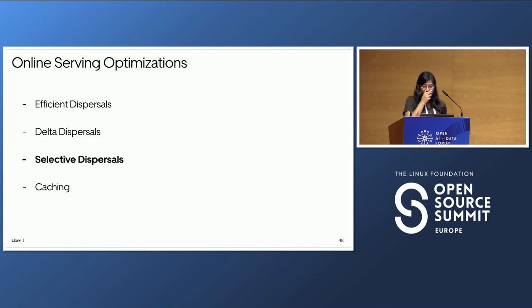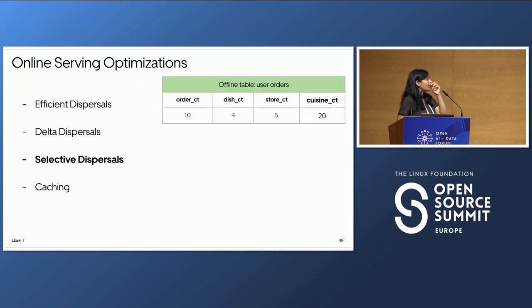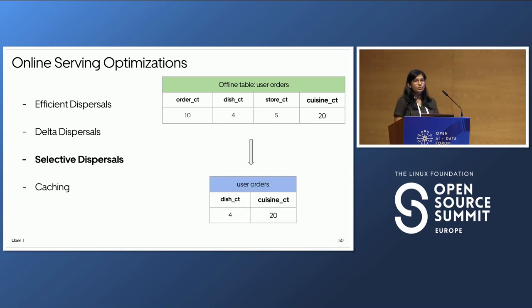The next thing is selective dispersals. We have an offline store, which is Hive, and an online store, which is Cassandra. Not all the models want all the features available in every store. Sometimes we disperse the same feature group into multiple clusters due to isolation or different SLA requirements, and at that point we don't want to disperse everything everywhere. So we allow selective dispersals: instead of dispersing everything, you only disperse the features you are actually using in your model. This reduces the dispersal size significantly and also optimizes storage cost.